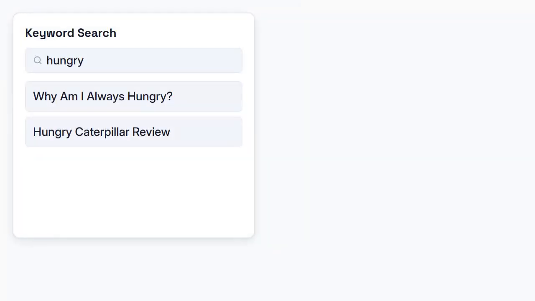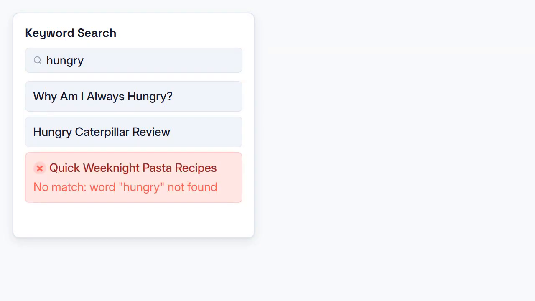Now let's look at what's like the most common application of word embeddings in industry, semantic search. But before we got semantic search, we had keyword-based searches. Traditional search matches keywords. You type hungry, you get results that literally contain the word hungry. But what about an article titled Quick Weeknight Pasta Recipes? It's exactly what a hungry person wants. But the word hungry appears nowhere in it.